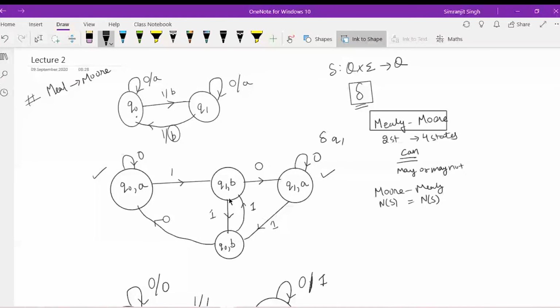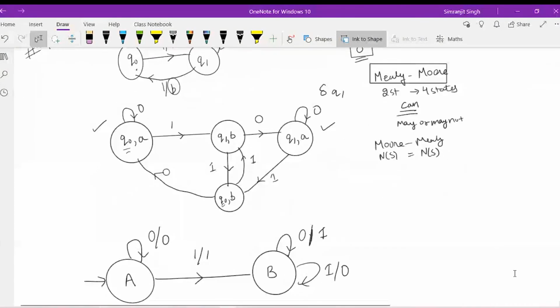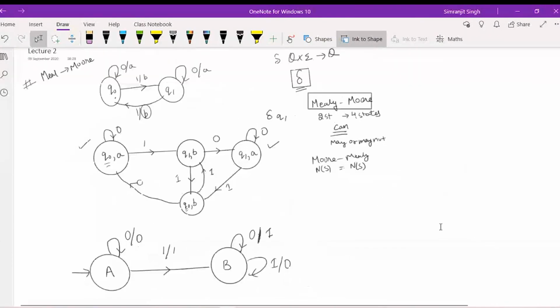So I again divert this to a state which has the same name, Q naught, but has a different output. That is how you solve the problem here. Okay, so I just keep both inside. I think Sakshi got the right answer.